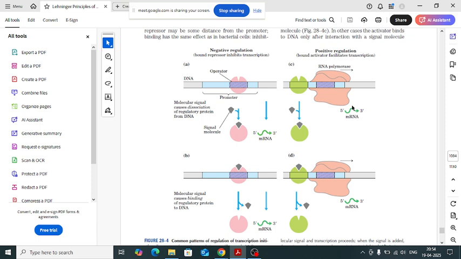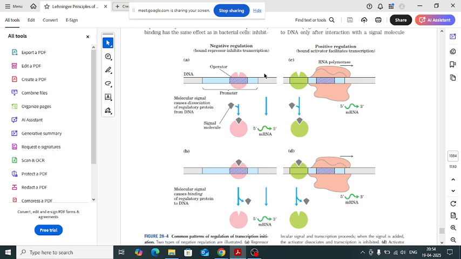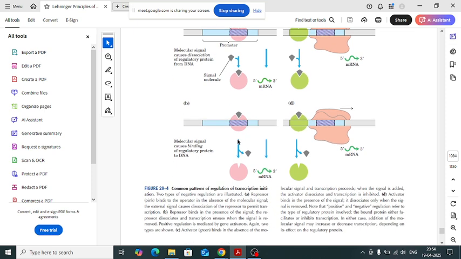So this is called positive regulation, where the activator plays the role of an inducer of this particular transcription, right? So these are the two kinds of regulation we talked about, negative and positive regulation. And then another type of regulation is where a molecular signal causes binding of the regulatory protein to DNA.